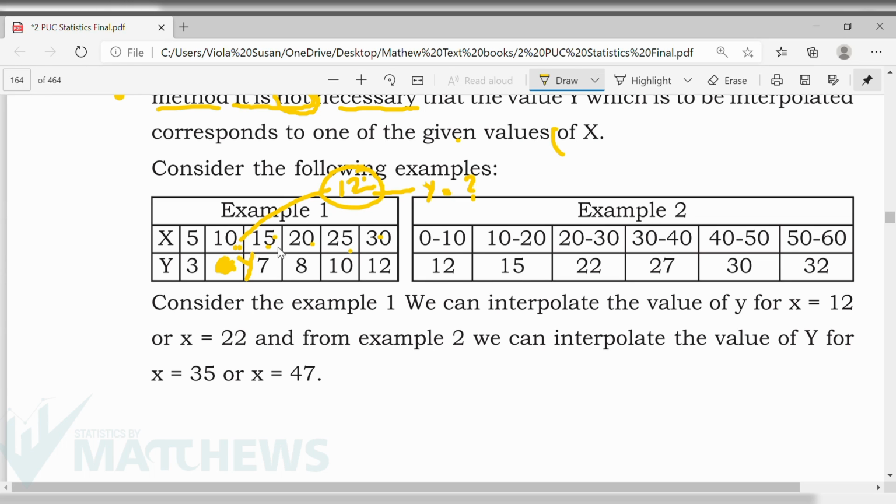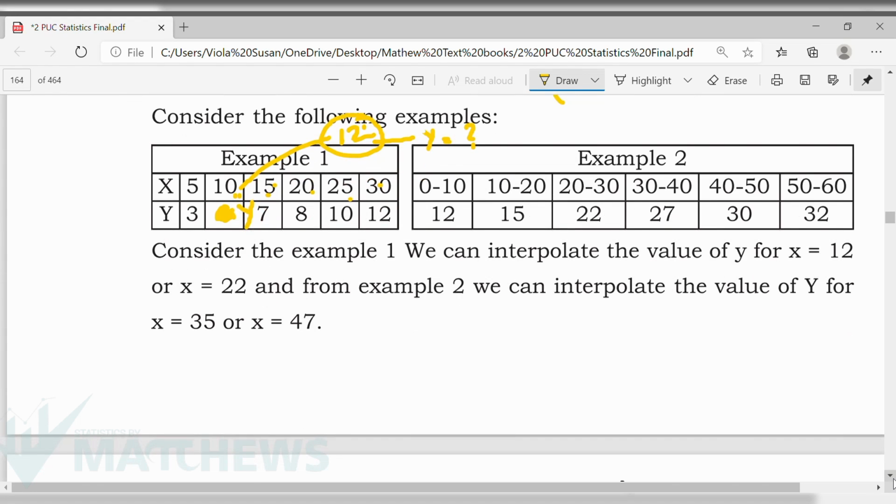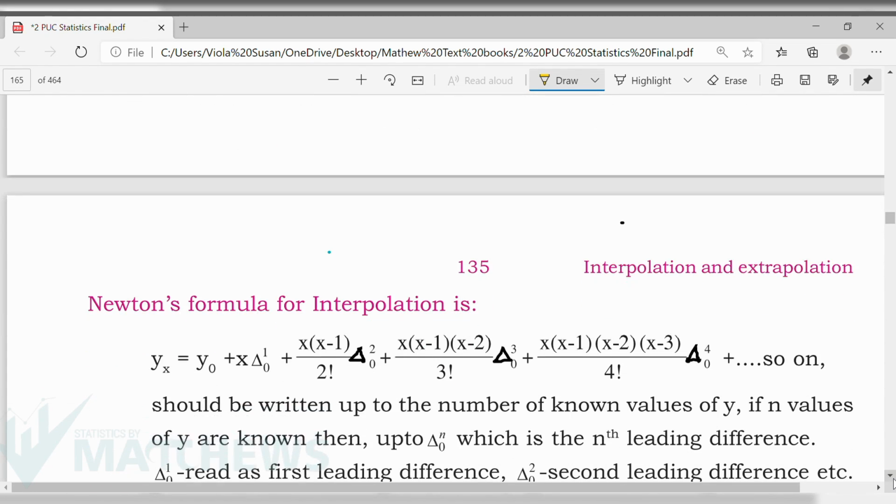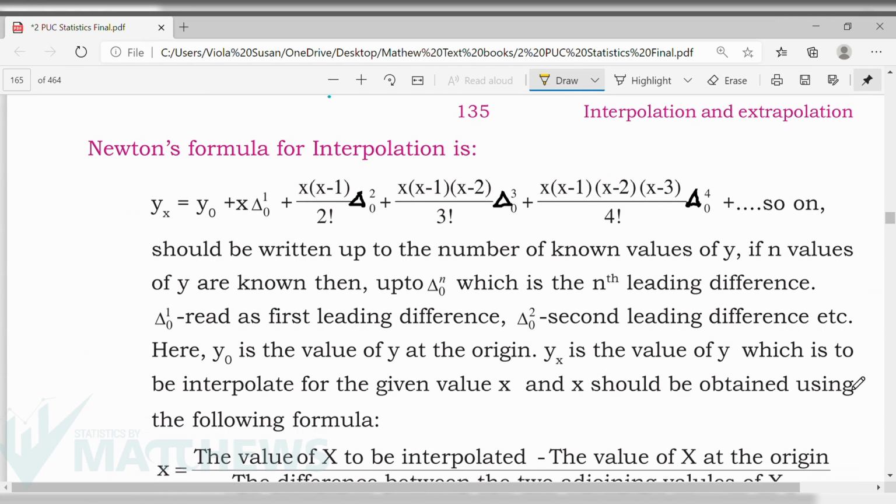I hope you are understanding this. If you have not understood this, you need to go back, rewind it, and once again follow my instructions.